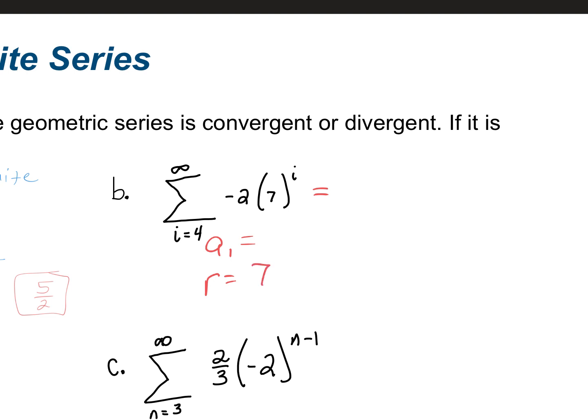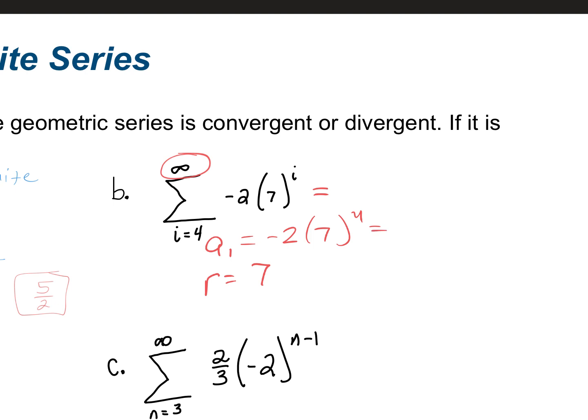7. How do you know this is geometric? 2 ways, just by looking at it. There's a what? There's an exponent. Good. And what's another thing that hints you to that? Infinite. So you know it's infinite, meaning it goes on forever. So how do you find the first term with the information they gave us? You're going to plug in 4. So I have negative 2 times 7 to the 4th power. What does that equal?